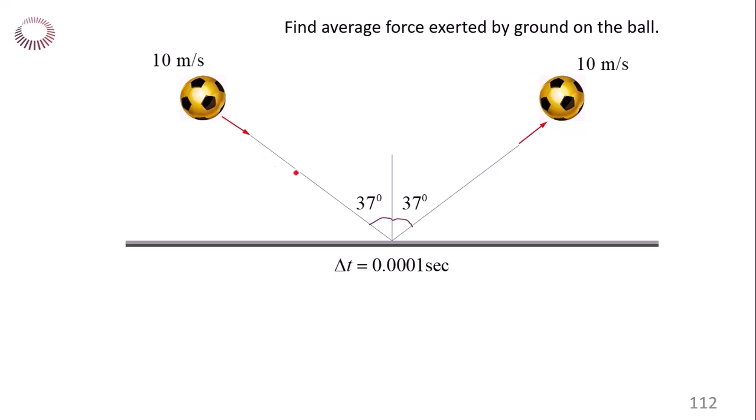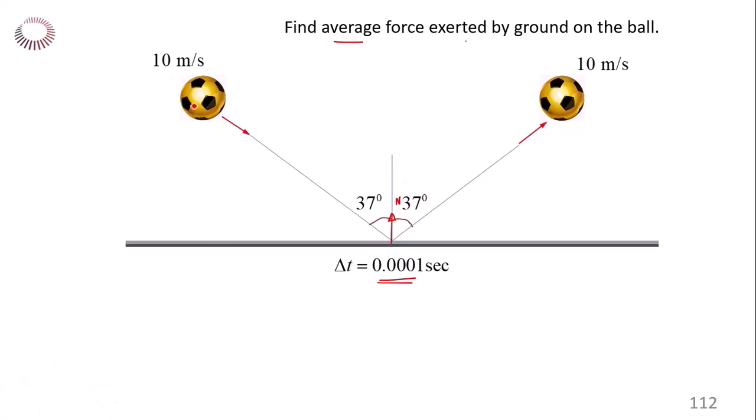Now let us say the ball is being thrown and it is in contact with the floor for this much amount of time. You are asked to calculate the average force exerted by the ground on the ball. Once the ball is hit, there is contact between the ball and the floor. Let us say the ball is coming at an angle of 37 degrees and it leaves at 37 degrees. The normal is acting vertically, so the impulse is also acting vertically, and you have to take the vertical component.